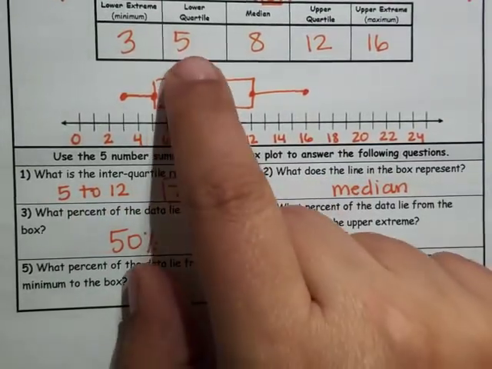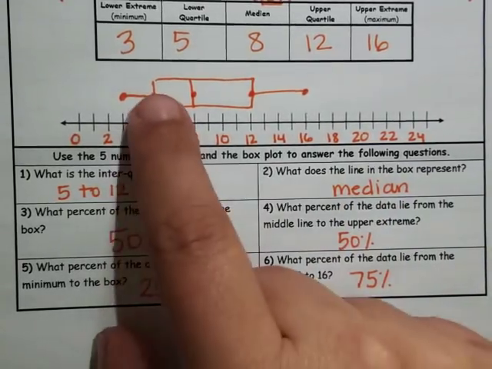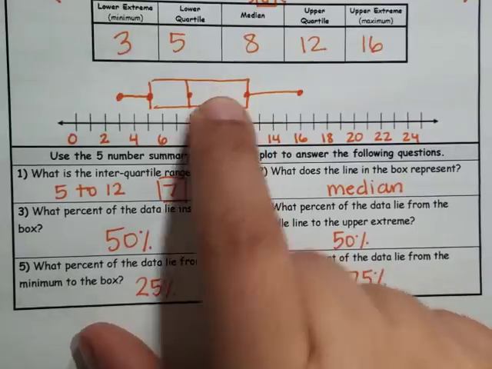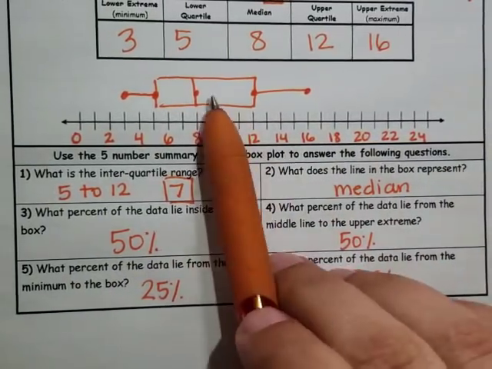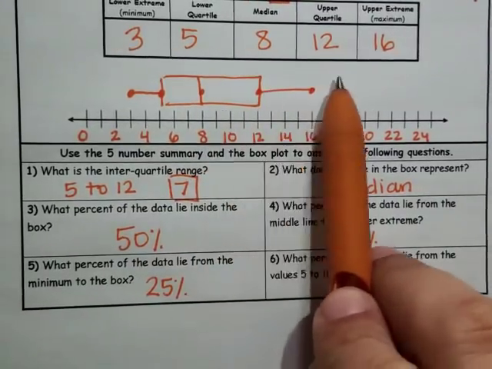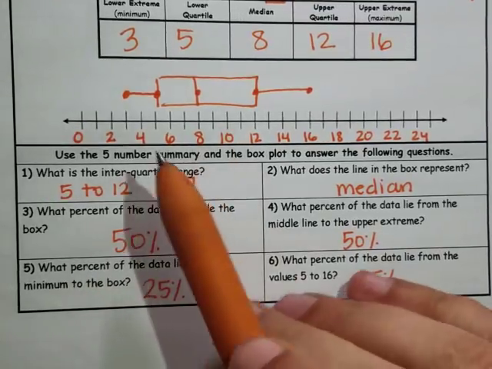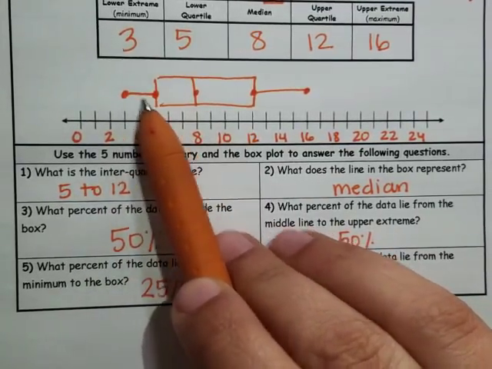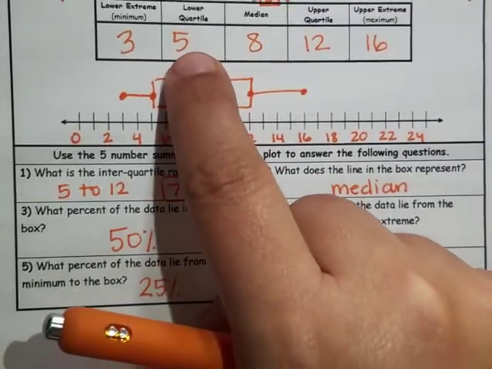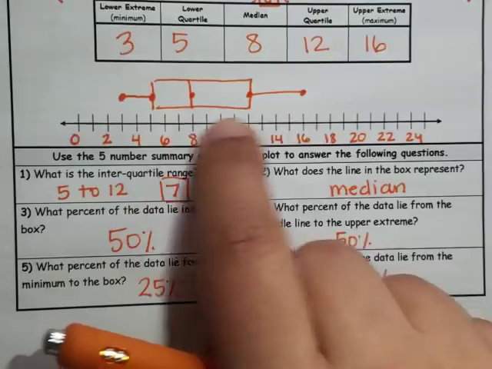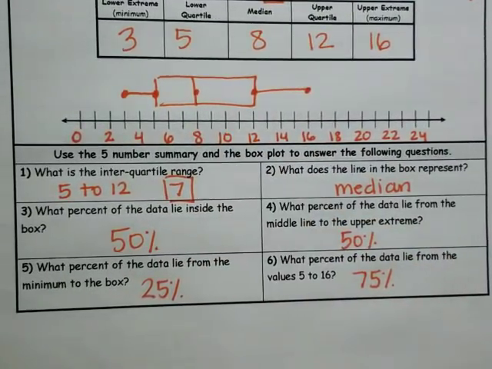What does the line in the box represent? So this line right here, it represents the median. What percent of the data lies inside the box? 50%, because each of these is 25%. What percent of the data lie from the middle line to the upper extreme? So from here to here, well, that's 25 and that's 25, so that's 50%. What percent of the data lie from the minimum to the box? So from this point to this point, that's 25%. And then what percent of the data lie from value 5 to 16? Well, from your Q1 to your maximum, 25, 25, 25, so that's 75%.